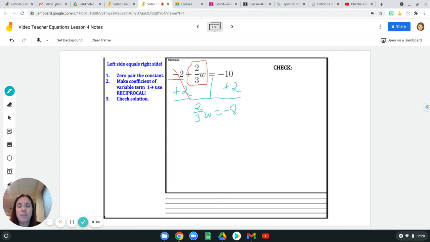All right, rational coefficients. How do we make that coefficient of the variable term 1? Look, I wrote it over here for you. Use the reciprocal, remember? Multiplying any rational number by its reciprocal makes 1. So I'm going to write this again in blue so that we can see that. And then I'm going to do the reciprocal in red. What would the reciprocal of 2/3 be? If you said 3/2, you're a genius.